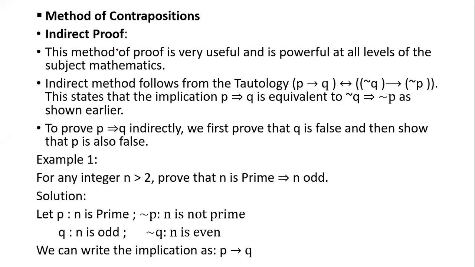So this method is very useful in the subject of mathematics. Now you have the indirect method, which follows from the tautology. That is, if P implies Q, then we also have not Q implies not P. I saw this one at the previous slide. We say if P implies Q, then not Q also implies not P. That's the converse way. It's also true.